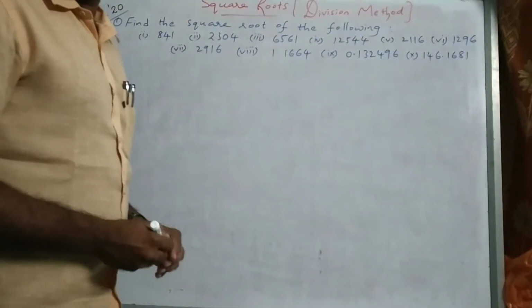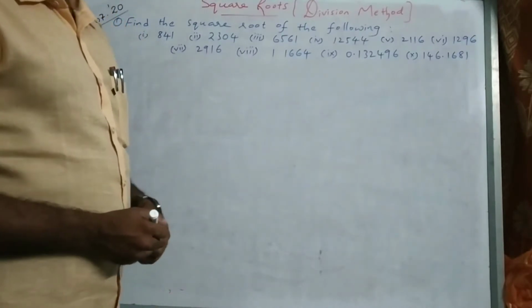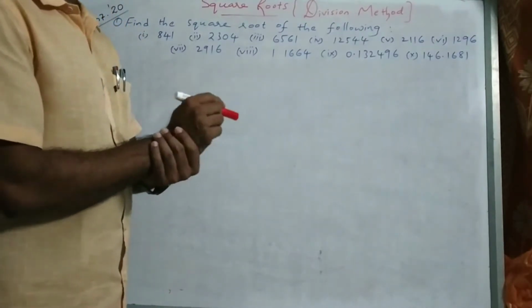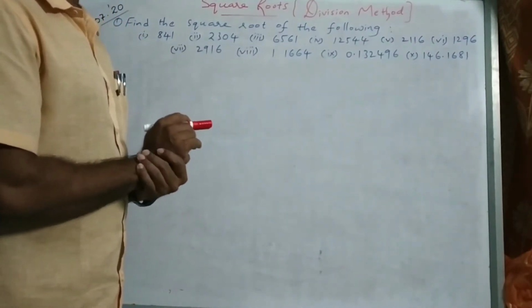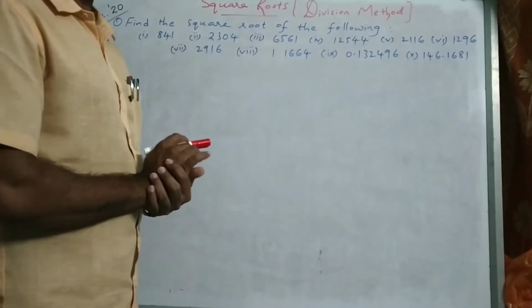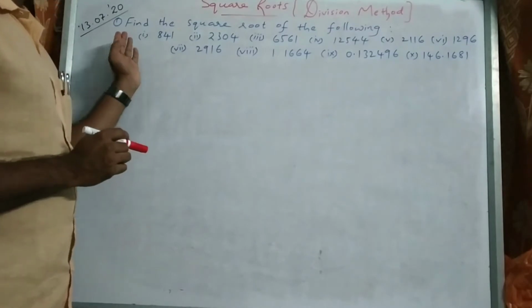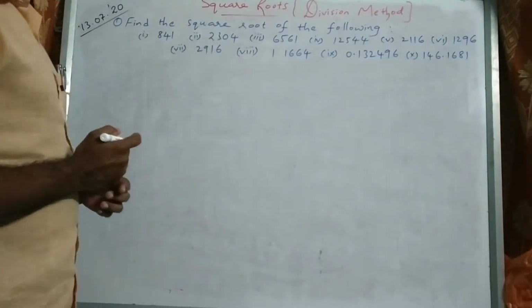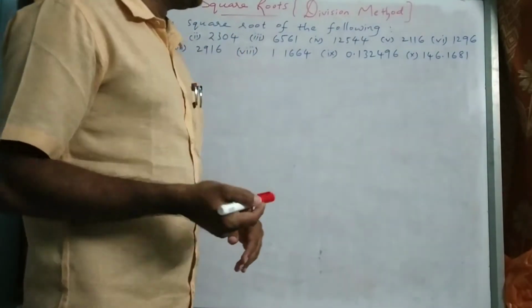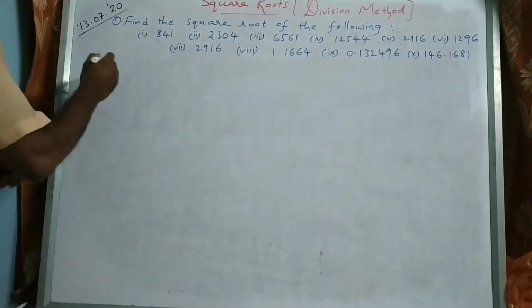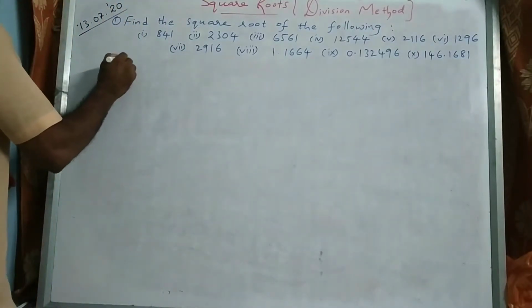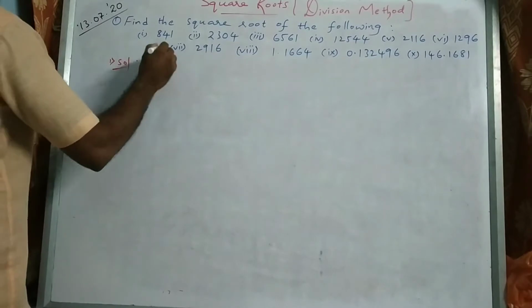Hi students, in the previous class we discussed how to find the square root of perfect squares by using the division method. Here some problems are given. Let us see how to solve them by the division method. First one, solution, take 841.